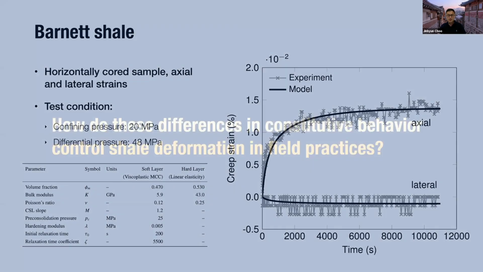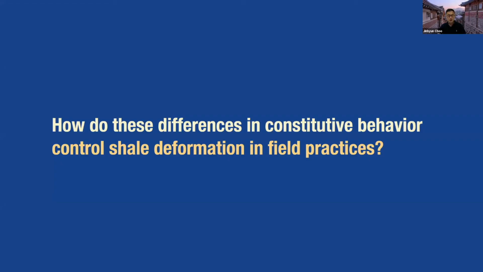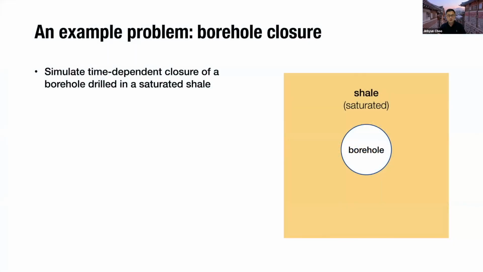So based on these three sets of material parameters, we are now addressing the question of how these differences in constitutive behavior control shear deformation in field practices. For that purpose, we consider an example problem of borehole closure, which has important implications in many environmental and energy geotechnologies. In essence, we drill a borehole, and because of viscoplastic behavior, it will show time-dependent squeezing deformation.